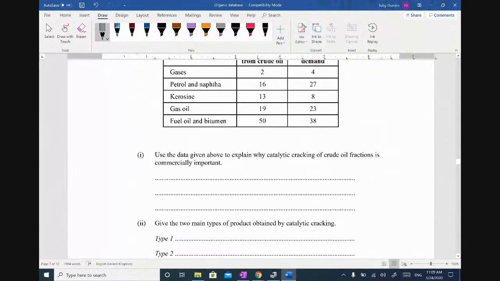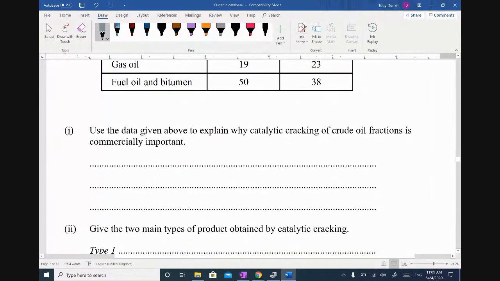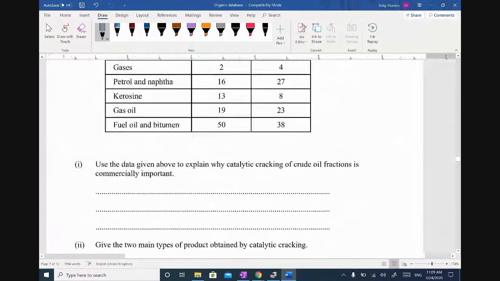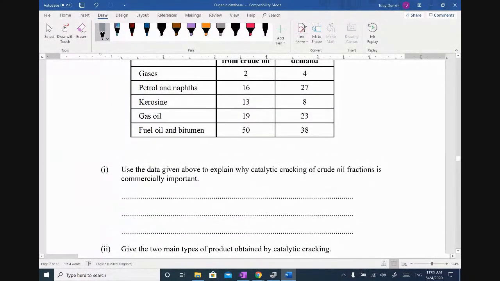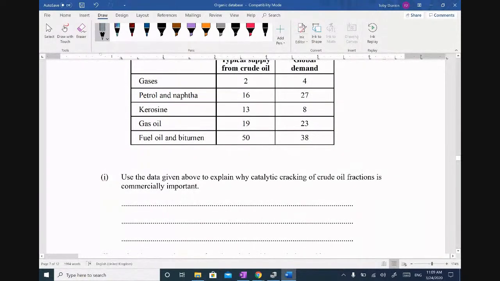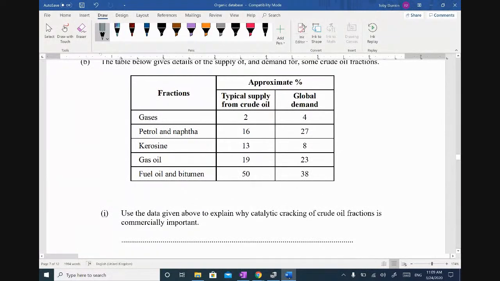Use the data given to explain why catalytic cracking is important. People are going to say money. No. You never ever mention cost or money unless they say the word economic. We're doing it because the supply of gases is low and the demand for petrol is high.